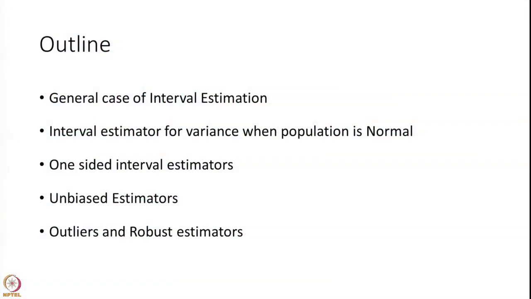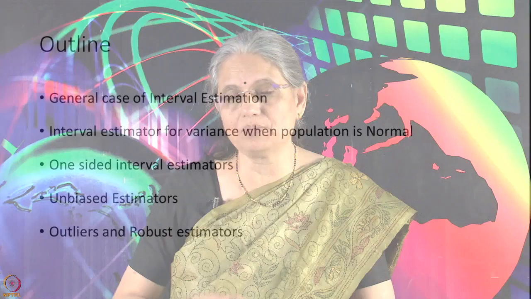In this present case, very loosely I will try to explain what interval estimation is in general. And in particular, we will take a case of interval estimator of a variance when the population is normal, and we will briefly discuss one-sided interval estimator, and then we will talk about the unbiased estimators, outliers and the robust estimators.